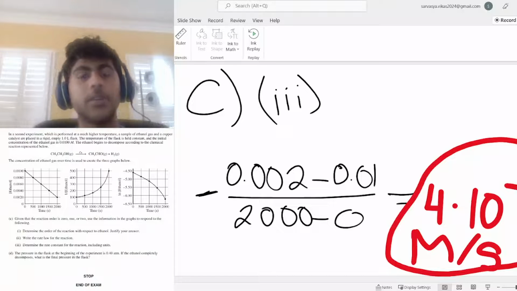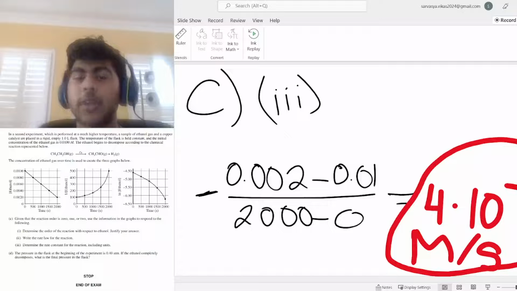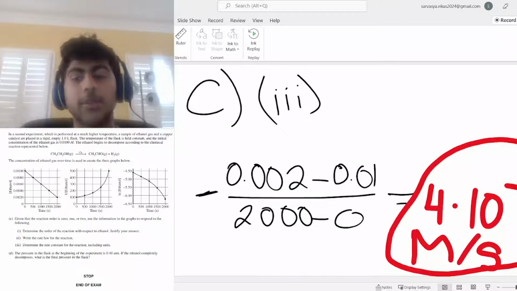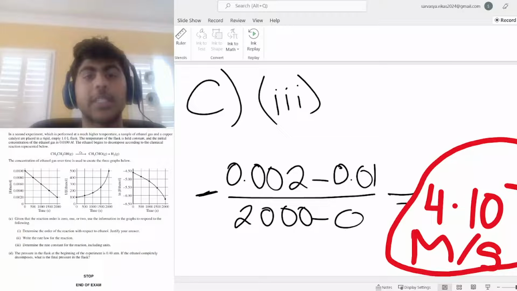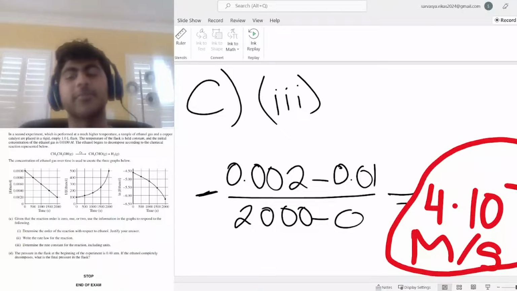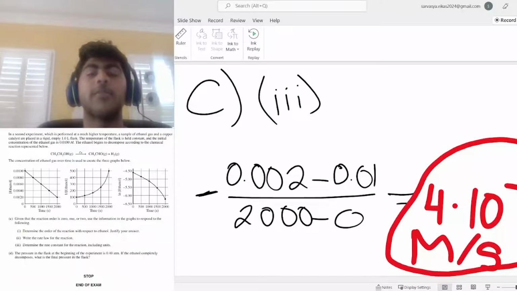So all we have to do is find the rate, which is the negative of the slope, right? So we look at the graph of ethanol versus time, and we get 0.002 minus 0.01 over 2000 minus 0, which is going to end up being 4 times 10 to the negative 6 molarity per second. Not meters per second, that's physics. Molarity per second is our rate. And the reason we have those units is because the rate is in molarity per unit time, so we need to align with that since rate equals k.